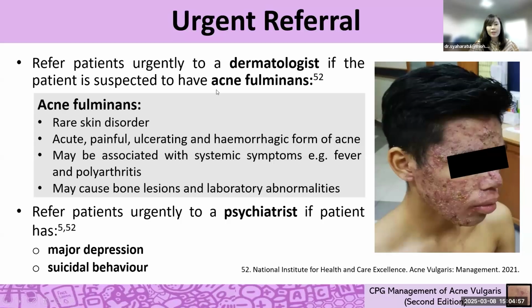And a lot of times, patients with acne fulminans also have systemic symptoms such as fever and polyarthritis, and they may also have bone lesions and also laboratory abnormalities. So these kind of cases, you really need to start treatment early. Otherwise, the patients can have very, very severe scarring that tends to be irreversible. So the second group of patients that need to be referred urgently would be those who have a psychiatric condition, such as major depression or suicidal behavior. So this kind of patient, you need to refer urgently to a psychiatrist for further evaluation and treatment.